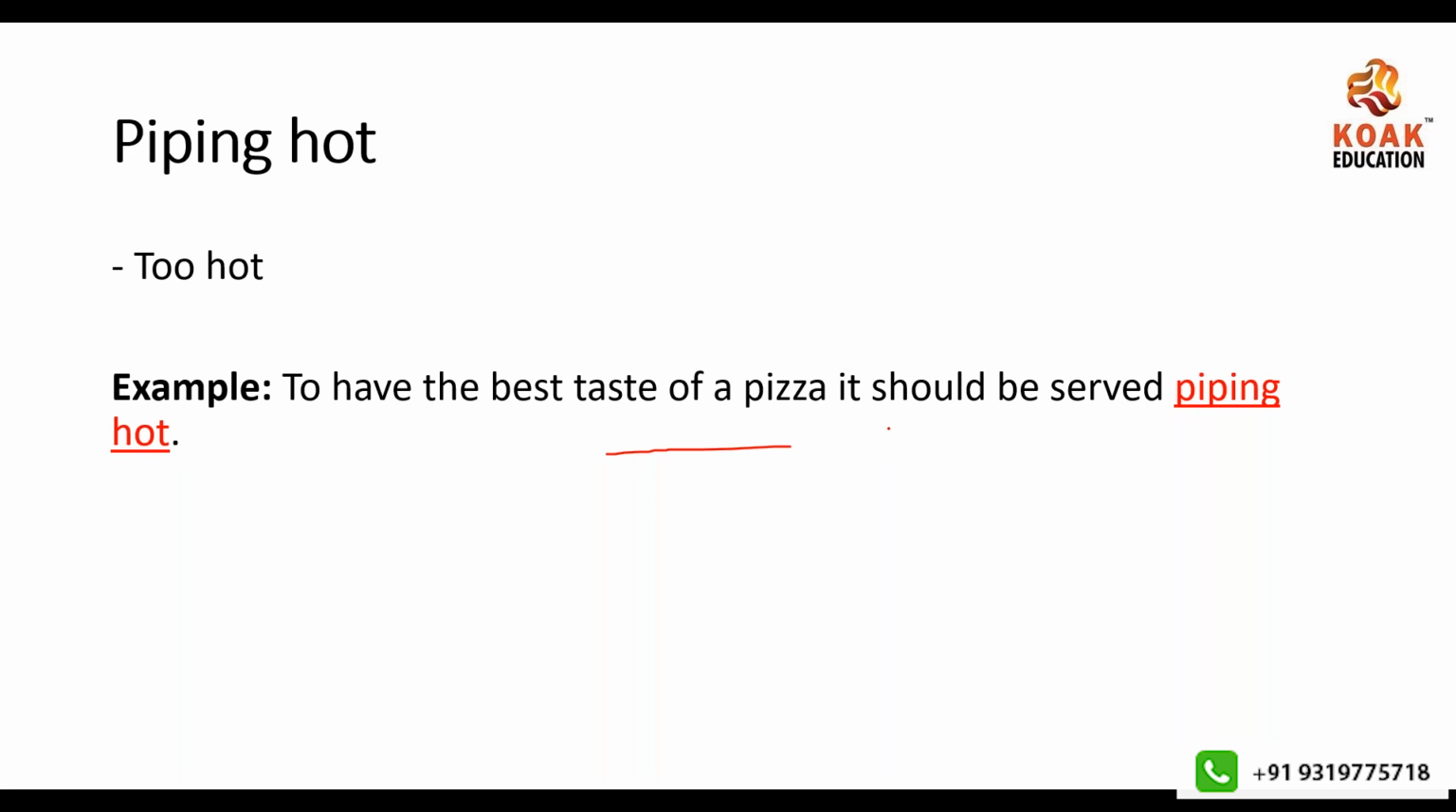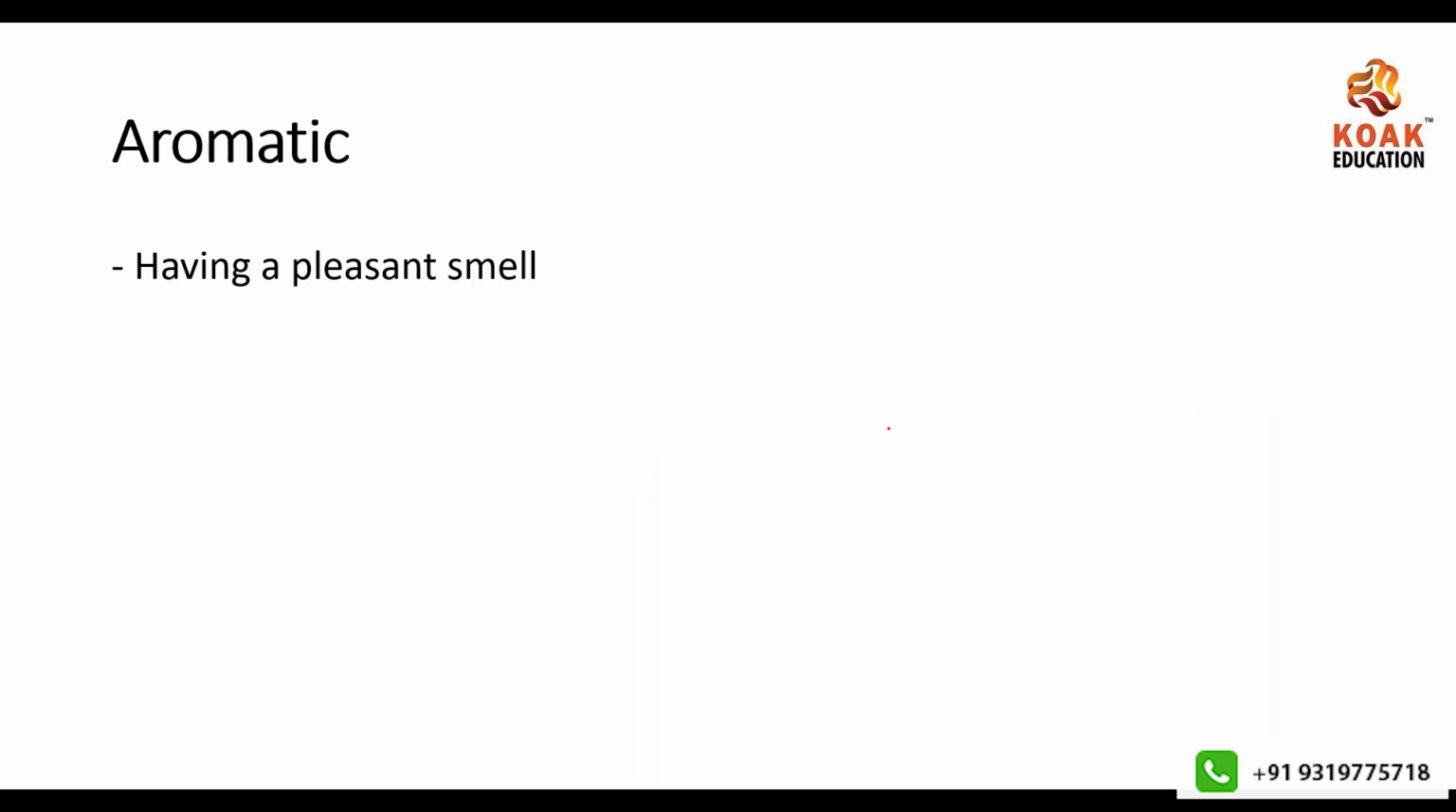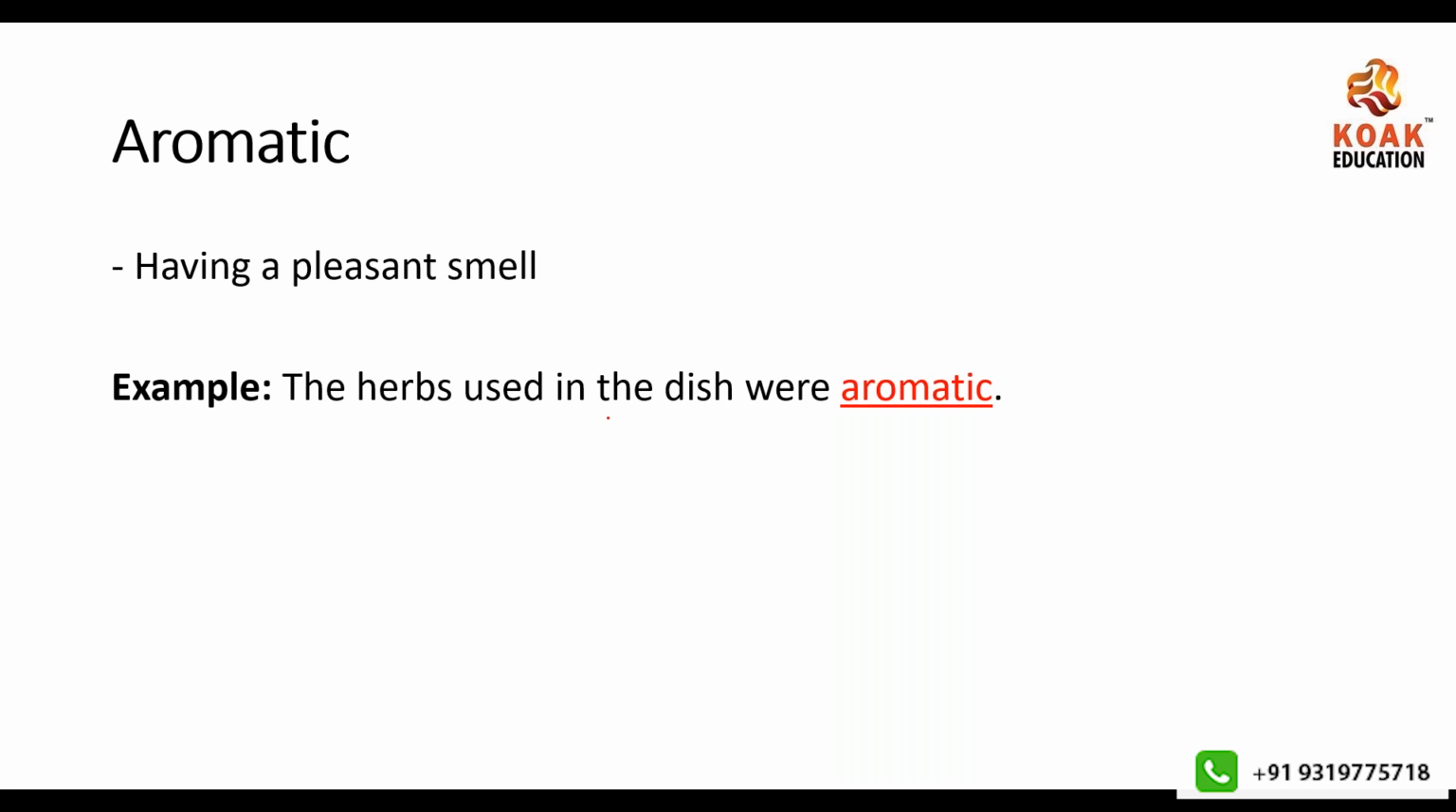Okay, after piping hot, next we have is aromatic. Aromatic is having a pleasant smell. So any dish that has a good smell, and it entices you. The smell only, the essence entices you, attracts you, you want to eat it. That is aromatic. For example, the herbs used in the dish were aromatic. So the herbs usually have a pleasant smell. Though they can be bitter in taste, they have a pleasant smell, like mint, or curry leaves. They are bitter in taste, but they give you a pleasant smell, so they're aromatic.